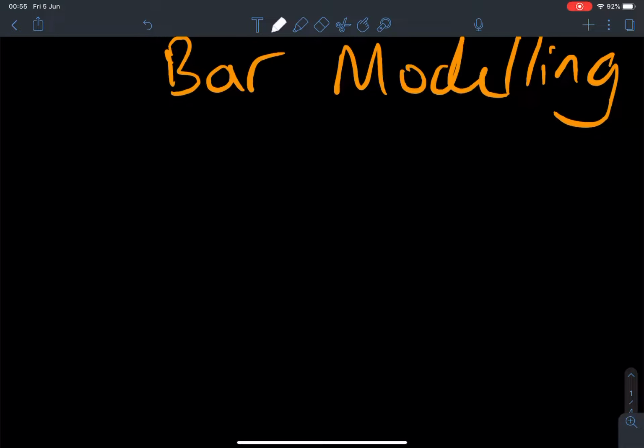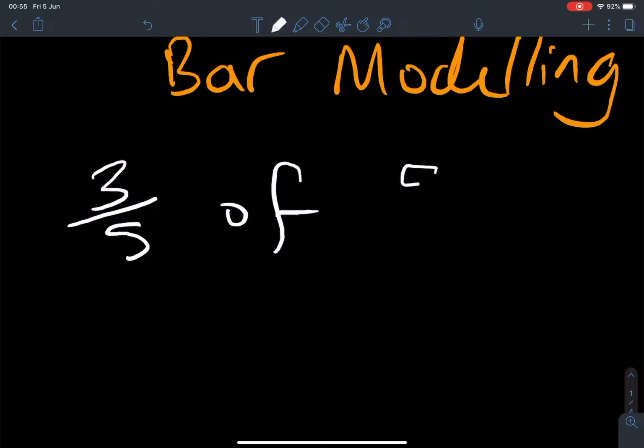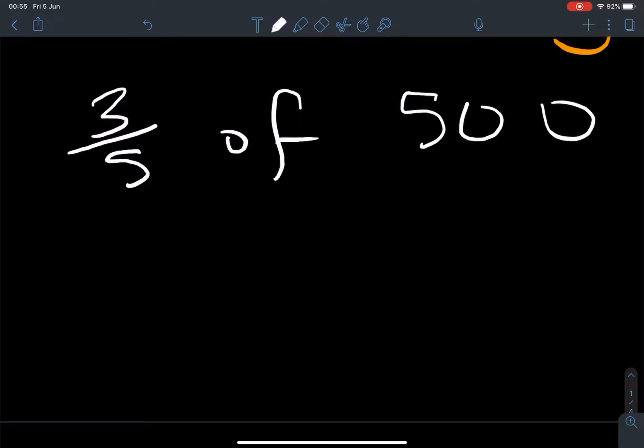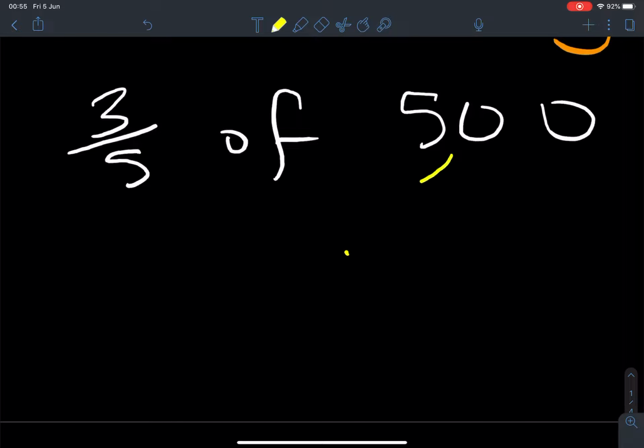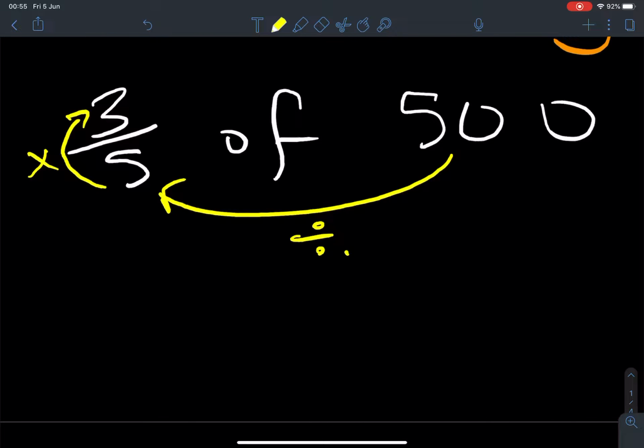A simple question like, what is 3/5 of 500? What some of you may be used to doing is dividing 500 by 5. So you divide this number by 5, and then you multiply your answer by 3. So 500 divided by 5, and then you times it by 3. So you always follow this kind of circular motion to work out your answer.